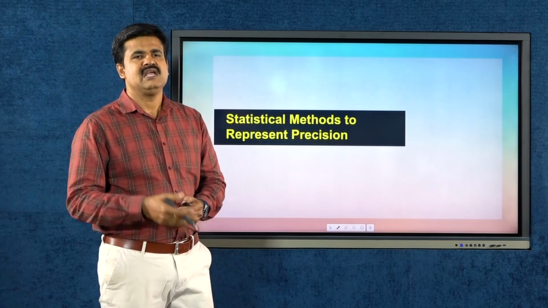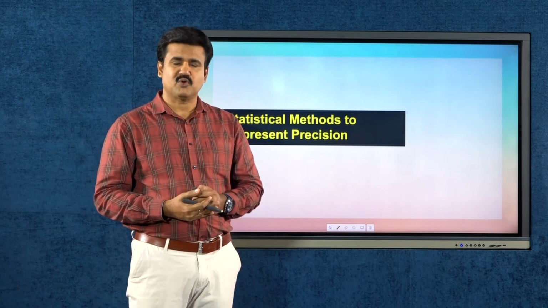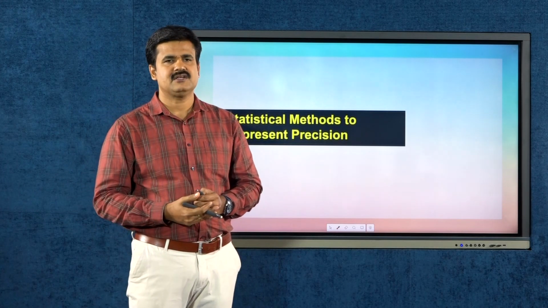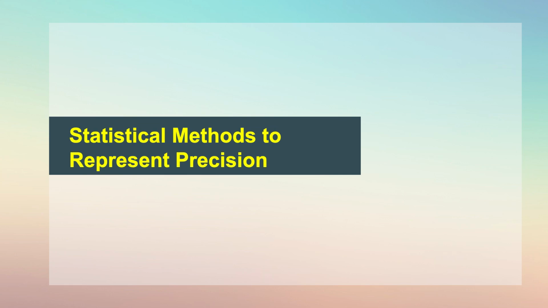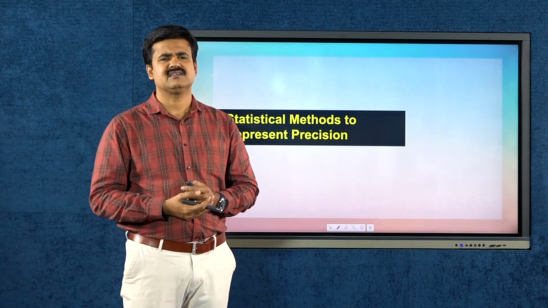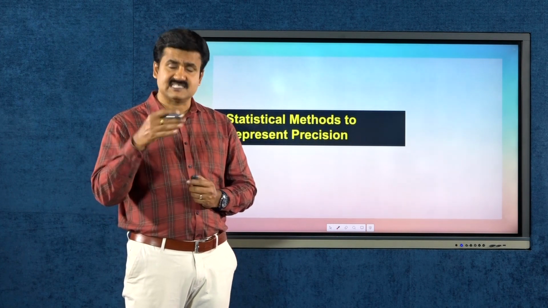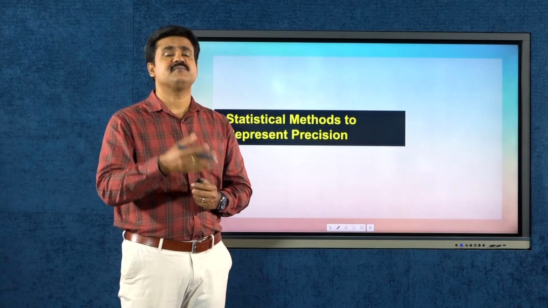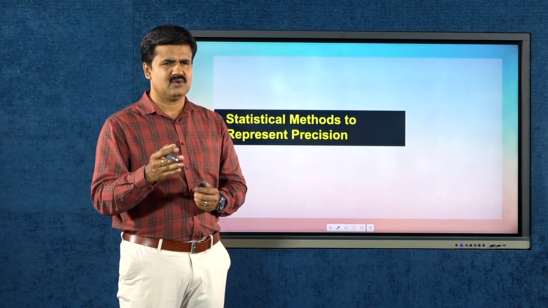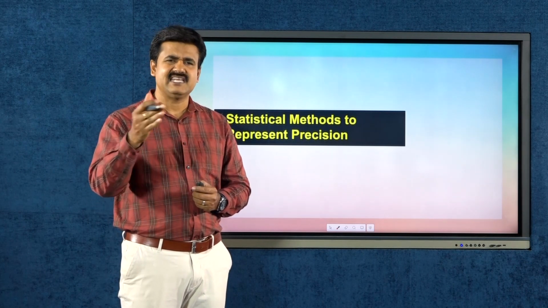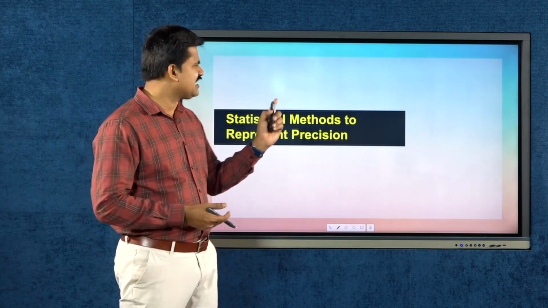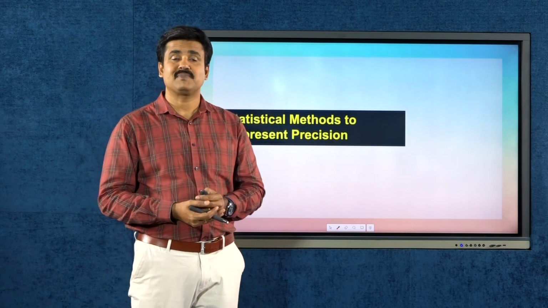Now we are at the core portion of this discussion, statistical methods to represent precision. We are highly familiar with the concept of precision, the concept of accuracy, and the relation between accuracy and precision. Now we are entering into another area, that is statistical methods to represent precision.